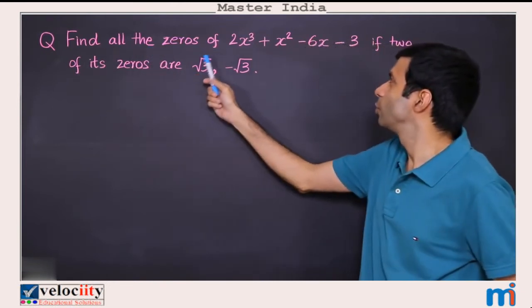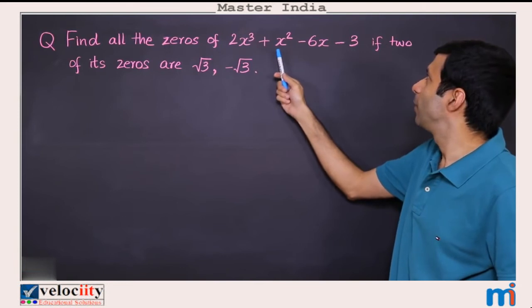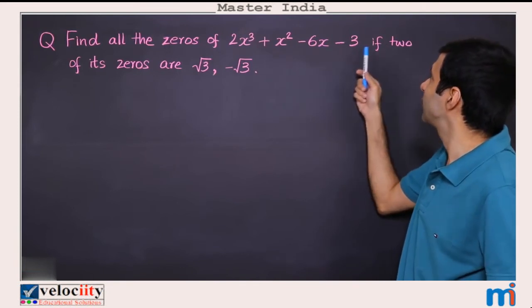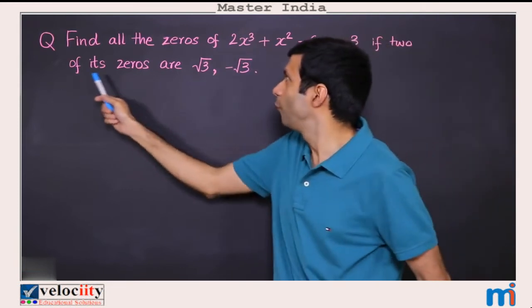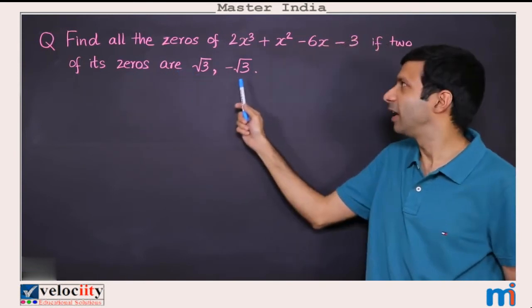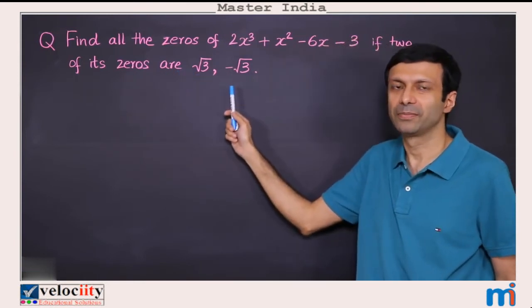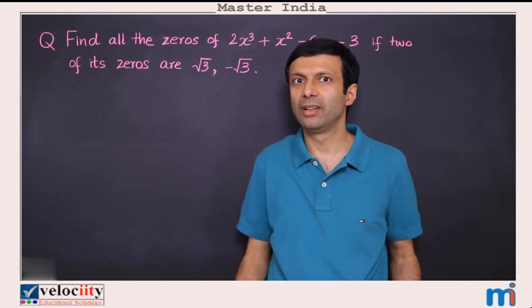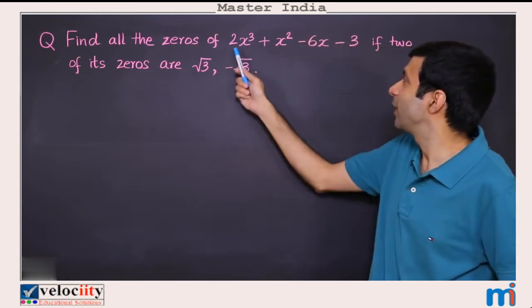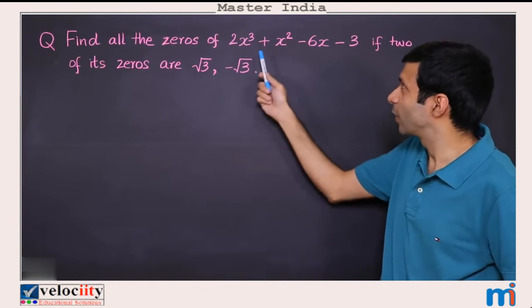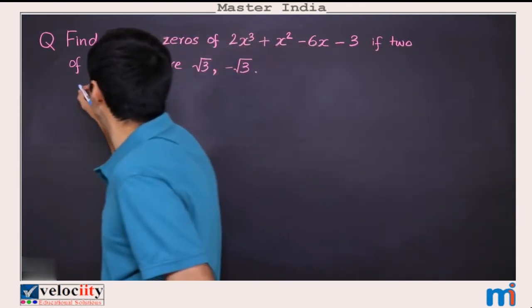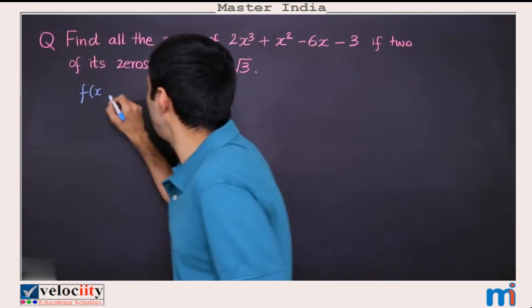Find all the zeros of 2x cube plus x square minus 6x minus 3 if two of its zeros are root 3 and minus root 3. So how do we do this question? First let's write down our polynomial. So can you see it's a cubic polynomial here? So let's write that down.